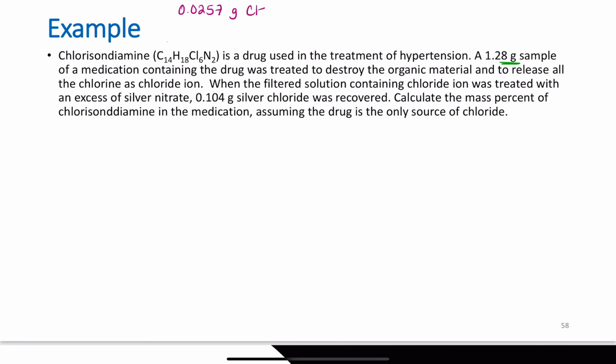I know that the entire compound here is C14H18Cl6N2. I'm going to figure out the molar mass of that, and I did not think to write this down. So one second while I do that. I've got 14 carbons, 18 hydrogens, 6 chlorines, and 2 nitrogens. So 14 times 12.01 plus 18 times 1.008 plus 6 times 35.45 plus 2 times 14.01. I get a molar mass here of 427.4.